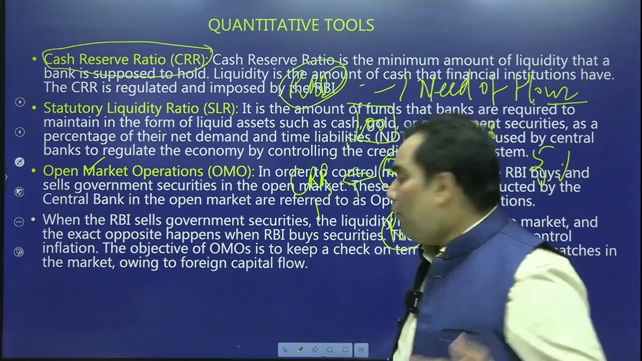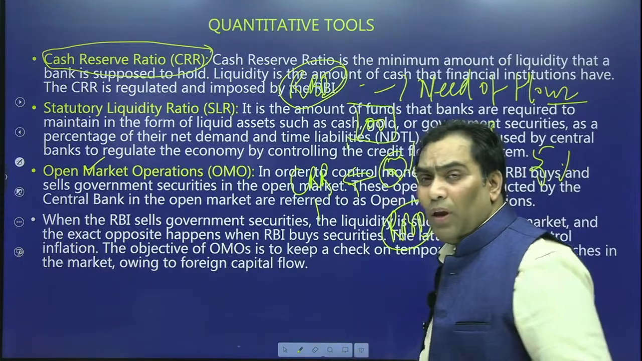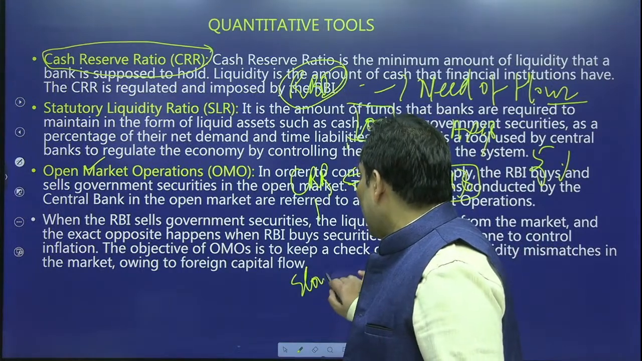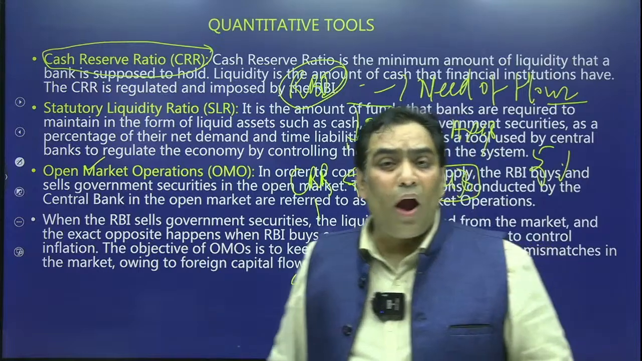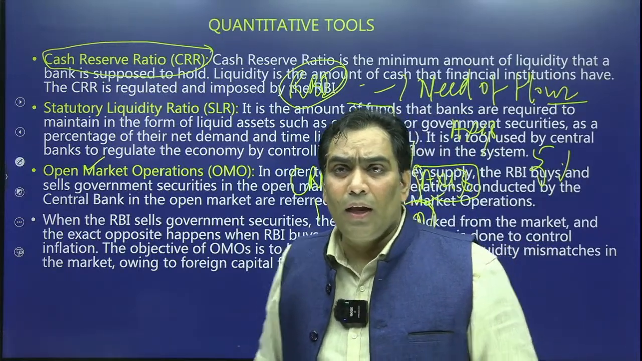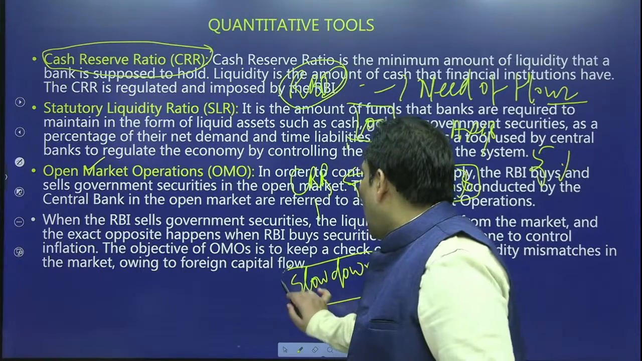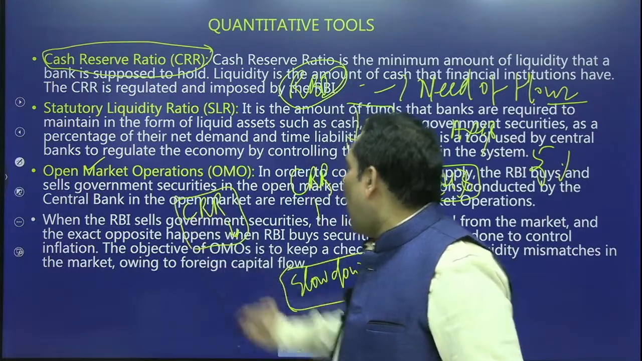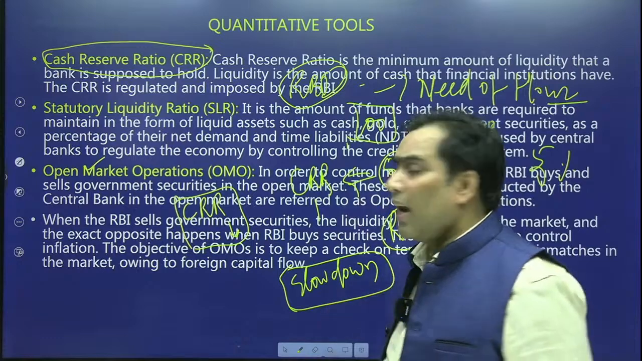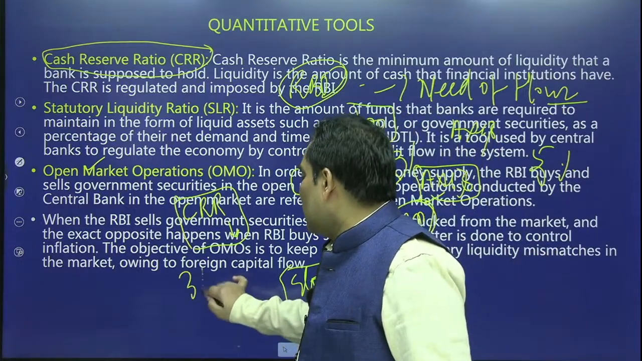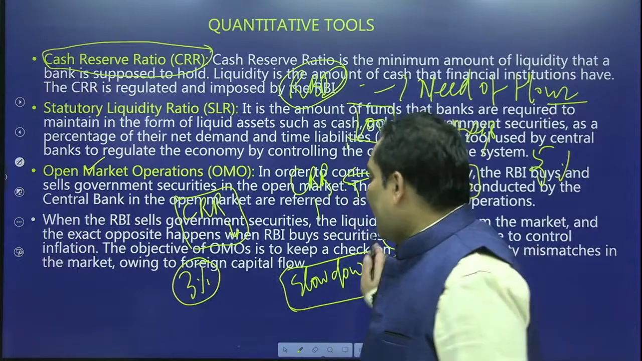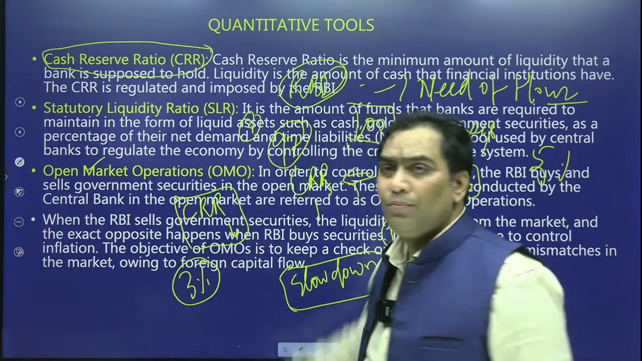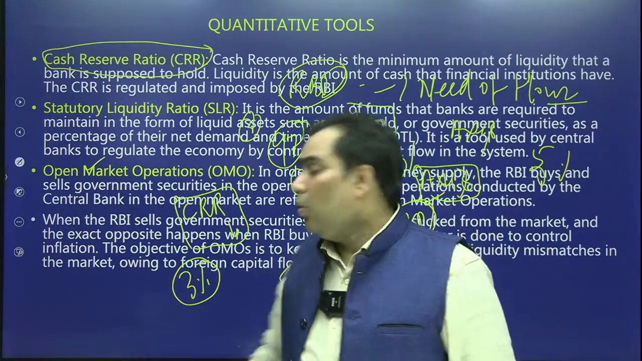If RBI wants to increase the money supply in the economy, when there is a slowdown, RBI is going to adopt an expansionary monetary policy. In that condition, what will RBI do? RBI will reduce the CRR rate. Suppose RBI reduces the CRR rate from 5% to 3%. Now the Axis Bank has to maintain only 3 rupees and 97 rupees they can lend out. So that will increase the money supply by 2 rupees.